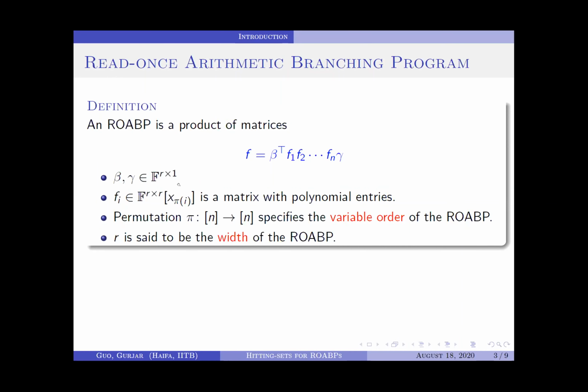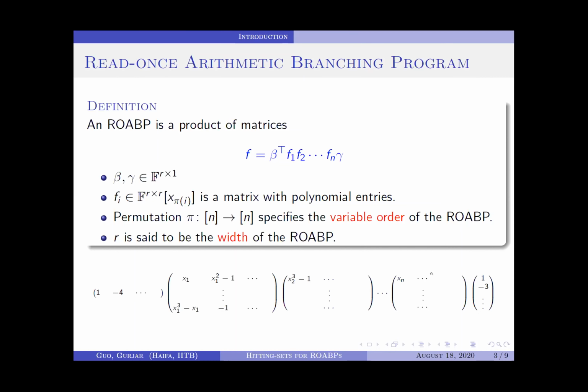like this, where beta and gamma are column vectors, and each phi is an R by R matrix with polynomial entries in the variable x pi(i), where pi is a permutation of the index set 1 through n. We say permutation pi specifies the input variable order for the ROABP. We could either assume the variable order is known to the algorithm, or we could assume it's not known. In our paper, we assume the variable order is not known, which only makes the problem more difficult. Finally, R is said to be the width of the ROABP, the size of the matrices.